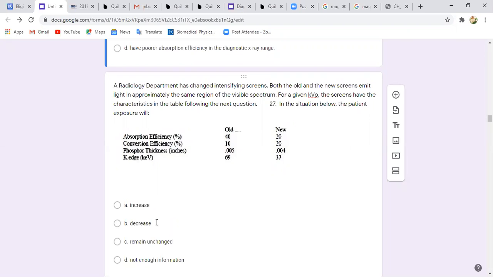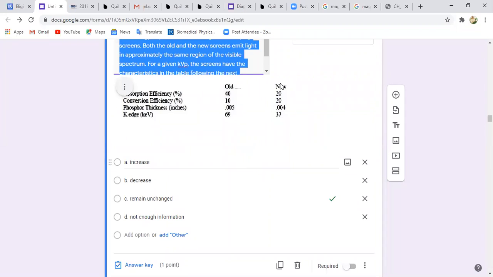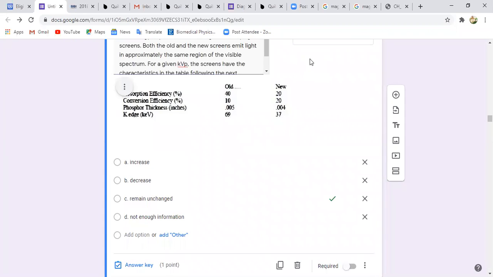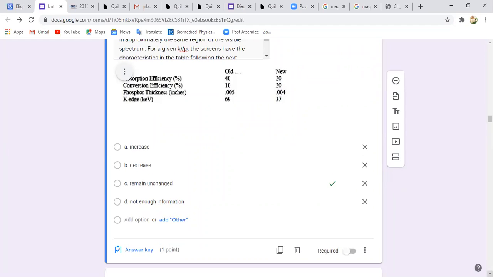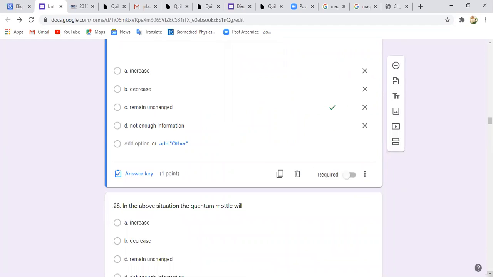So the way the X-ray photons are converted to light, though they are different, is counterbalanced by the way in which the X-ray beam is absorbed by the phosphor. So this one will remain the same, because the efficiency at the end of the day is the same for the two things. In the above situation, what will happen to the quantum mottle?